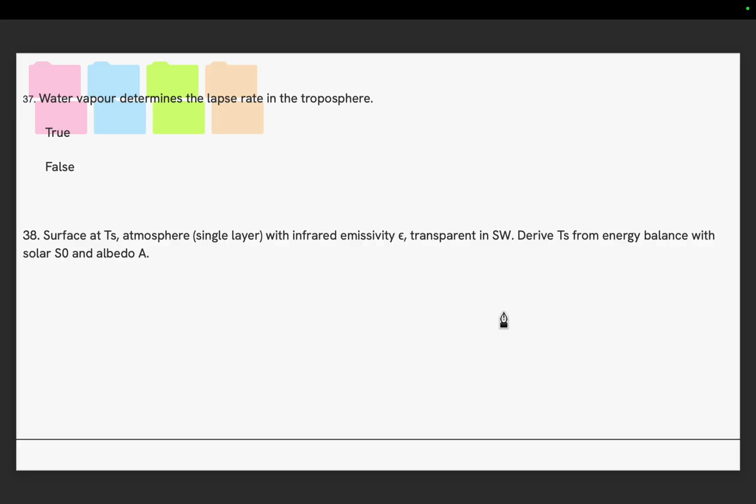Questions 37 and 38 are the last two questions for today. Question 37: water vapor determines the lapse rate in the troposphere. Is this statement true or false?